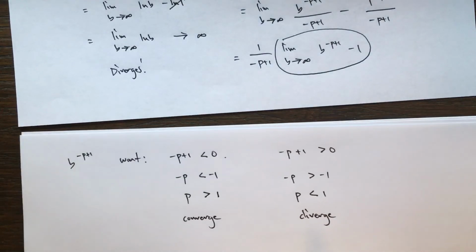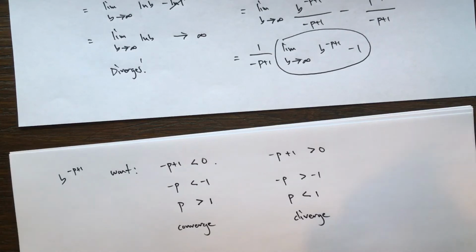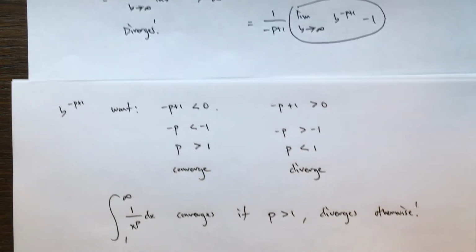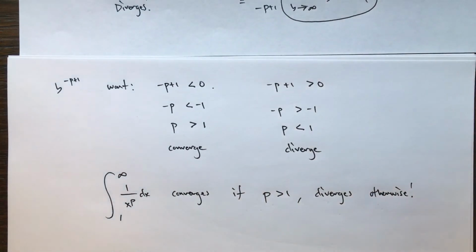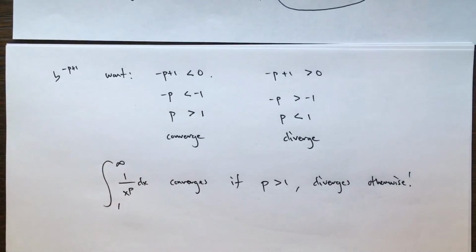So we can now conclude that this right here converges if p is greater than 1 and diverges otherwise. So that can be helpful because that is going to allow us to compare some other improper integrals to this improper integral. And this is going to have some applications later on when we are considering some infinite series, which are very closely related to improper integrals.